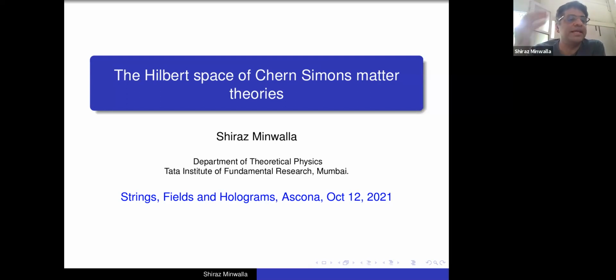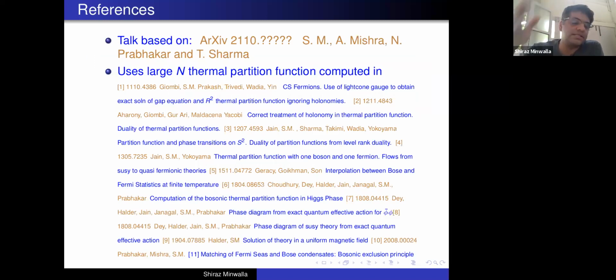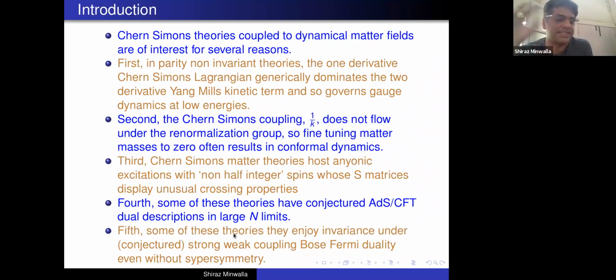Okay, my talk today is titled The Hilbert Space of Chern-Simons Matter Theories, and is based largely on work to appear, hopefully very soon, and also on a lot of background material contained in all these papers. Okay, so let's start. My talk today will focus on three-dimensional gauge theories, particular kinds of three-dimensional gauge theories, namely gauge theories where the gauge self-coupling is governed by a Chern-Simons term. The field theory that we study will also have matter fields.